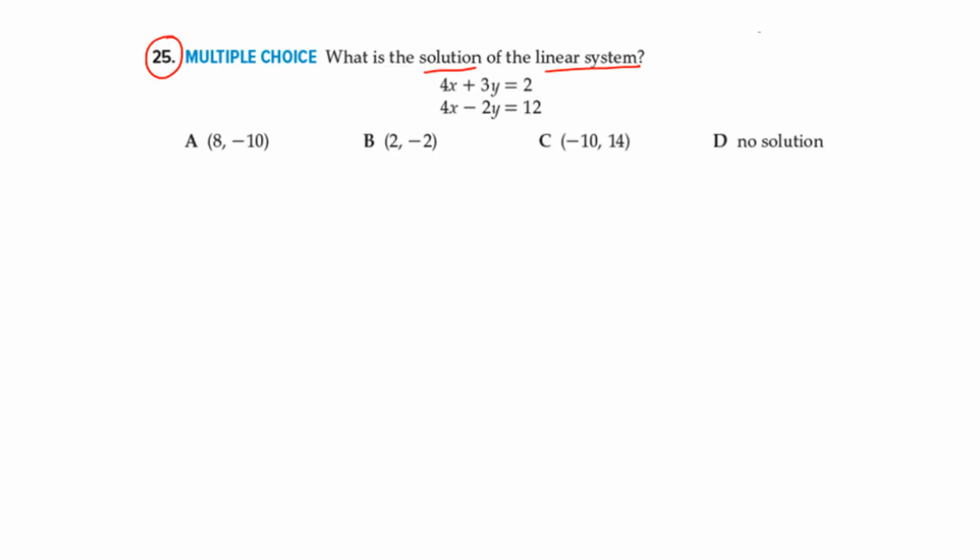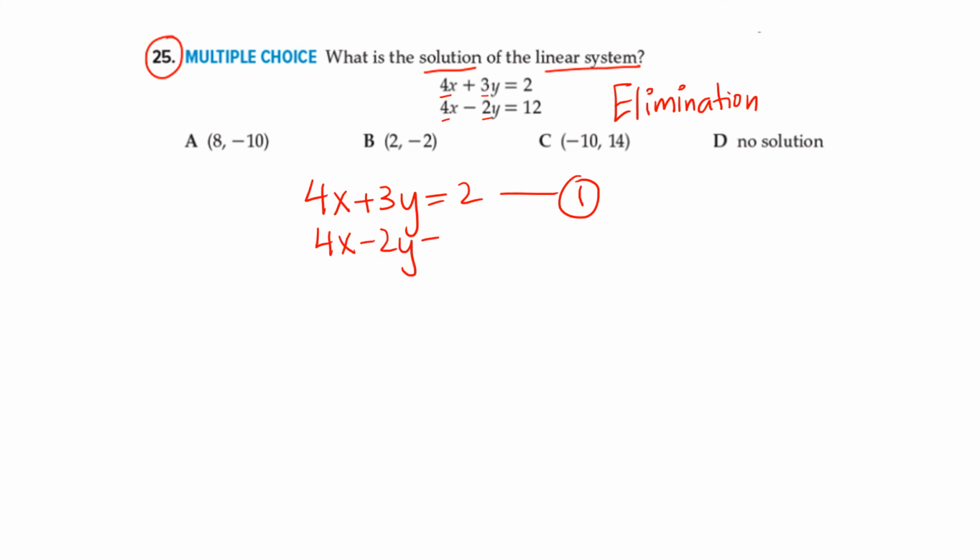Okay, so let's solve this question now. I hope you are able to see very clearly that the coefficient of x is equal, whereas for y it is different. So we are going to do this question by elimination, and the variable that we are going to eliminate is x. So let's write the two equations one more time. This is the first equation. This is the second equation.